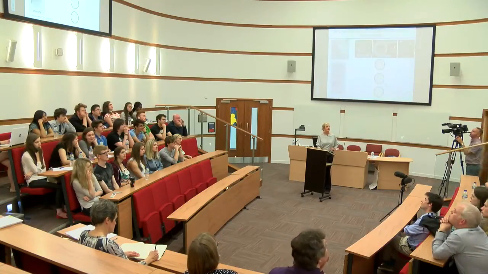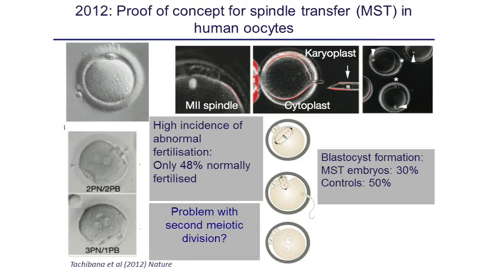And then in 2012, they followed that up with proof of concept in human. So this is the metaphase 2 spindle in the human, and then they take it out and fuse it with another oocyte. But what they found was they got a very high incidence of abnormal fertilization. So normally fertilized zygotes, as we saw, should have two pronuclei. Here they got a high incidence of either 3 or 1, and only 48% fertilized normally. So this is a limitation to the efficiency of metaphase 2 spindle transfer, but there is some confidence that this problem will be sorted out.